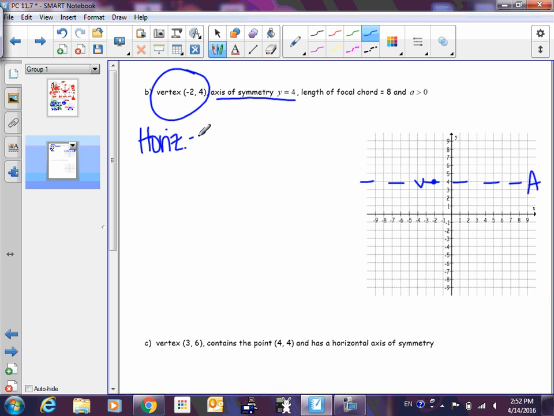I don't know yet if this opens right or left. I'm going to have to keep reading the information. Okay, so I'm going to go ahead and say opens, and then I'll leave a blank there. All right. Okay, let's look at the rest of the information.